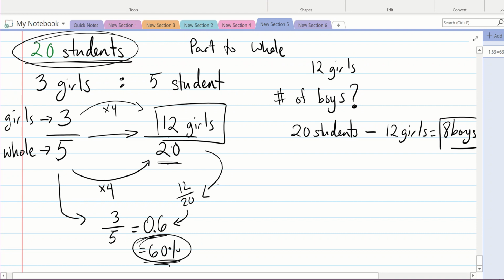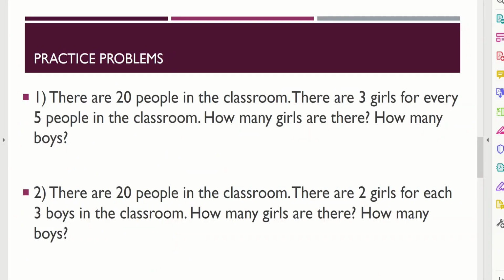So the two answers: how many boys are there? There's 8 boys. How many girls are there? There's 12 girls in total. That answers the first question. Now, second question: there are 20 people in the classroom, right? There are 2 girls for each 3 boys in the classroom. How many girls are there? How many boys are there?